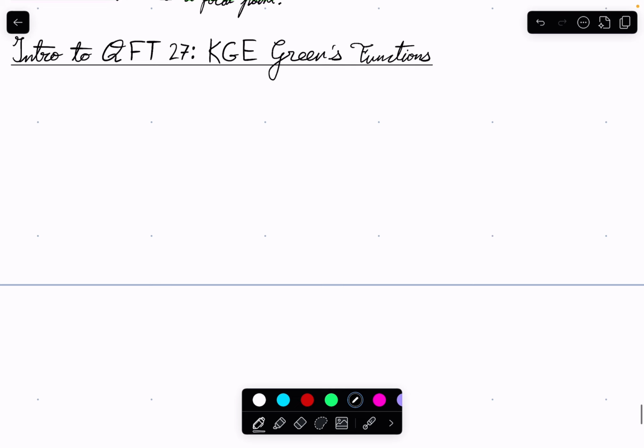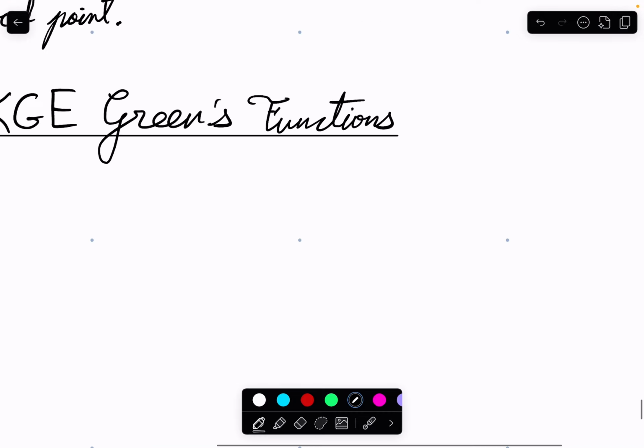Episode 27 of Introduction to Quantum Field Theory, and we'll be talking about the Klein-Gordon equation Green's functions. Or actually, it's Green's function. So we'll talk about the Green's function for the Klein-Gordon equation.